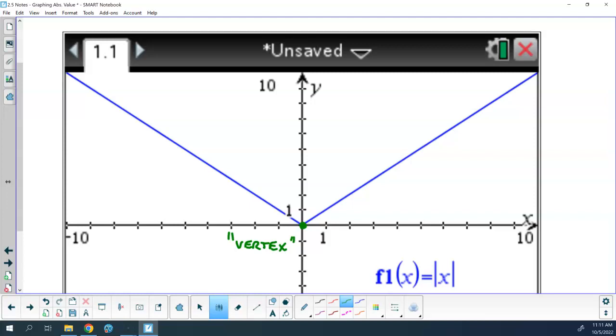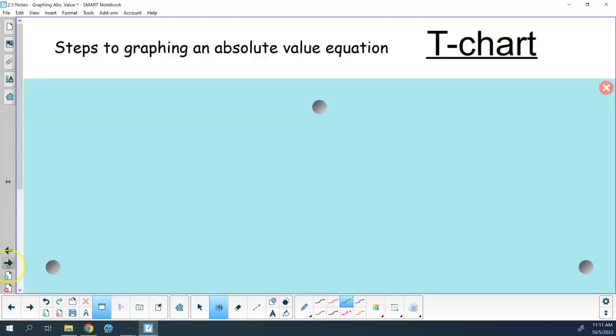Now, we are going to explore 2 different ways of graphing, or of getting this graph. The first method, it works. Is it my favorite? No. Is it the easiest? No. But is it your fallback just in case you forget all of the other parts of the other one? Oh yeah, big time. And that is graphing an absolute value with a t-chart.